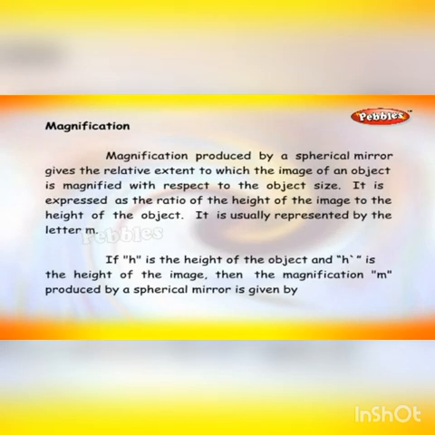Magnification. Magnification produced by a spherical mirror gives the relative extent to which the image of an object is magnified with respect to the object size. It is expressed as the ratio of the height of the image to the height of the object. It is usually represented by the letter m.